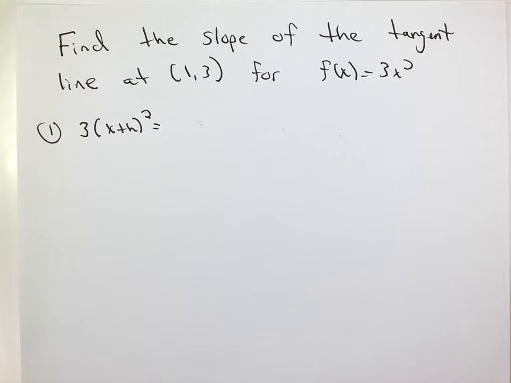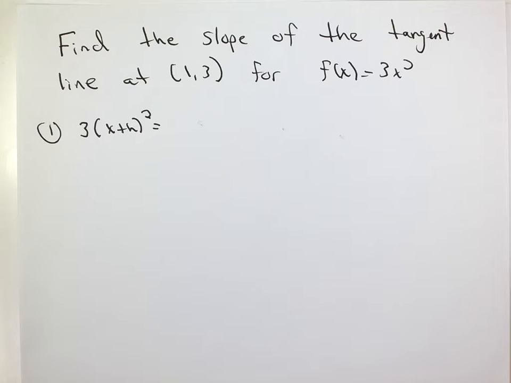So now we're going to find the slope of the tangent line at a particular point. So at the point (1, 3) in this case. And we're looking at the function f(x) = 3x squared. So I first have to find the derivative, and then we can evaluate that to see what the slope is at that particular point. So we're going to go through our 4 steps.